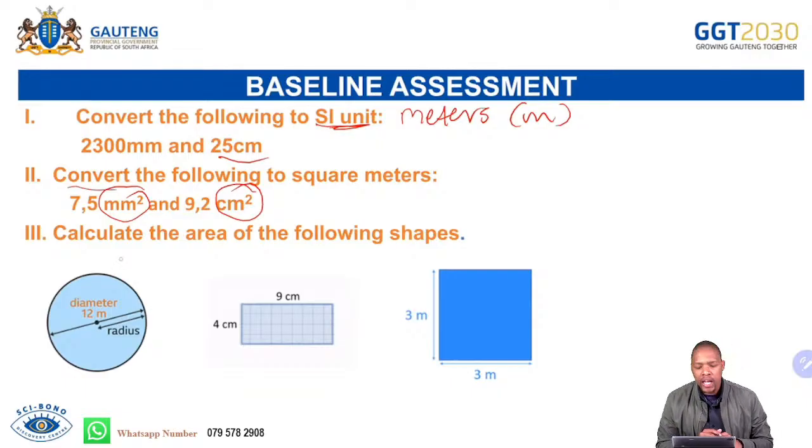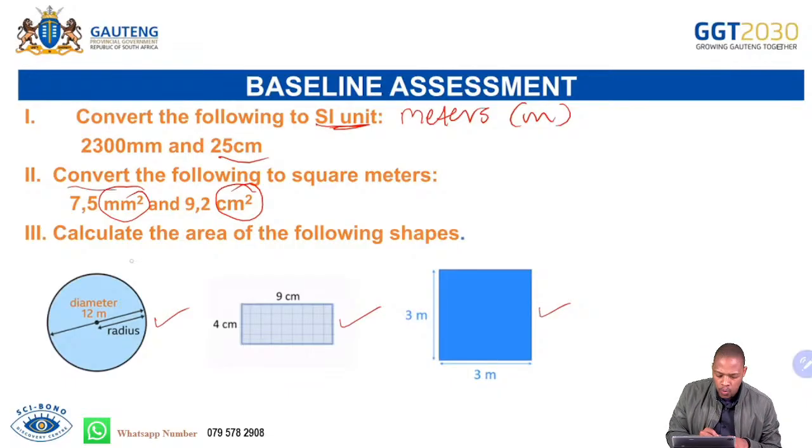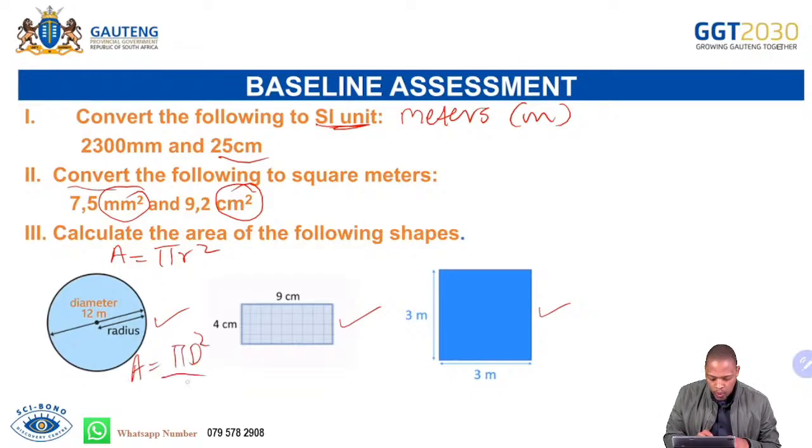Then calculate the area of the following shapes: the area of a circle, the area of a rectangle, and a square. What do I need you to remember, just to help you quickly without any waste of time? The formula to calculate the area of a circle will be pi r squared. Or for other people, they will say area is equal to pi d squared over 4, right?